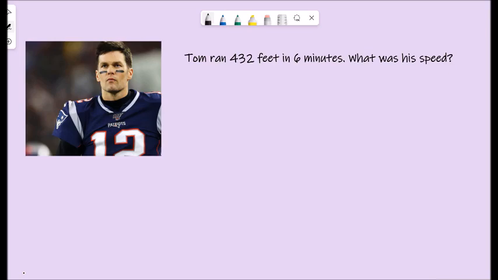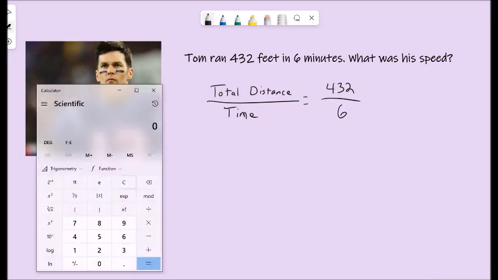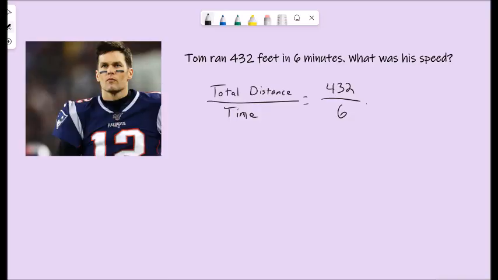What was his speed? Remember, we would solve that by taking the total distance and dividing it by the time. So distance divided by time, and that would give us our speed. And speed is always measured in distance per time units, like miles per hour, or in this case, feet per minute. So this gives us the total distance. It says 432, and it's 6 minutes. I think that's 72. Hold on, 72, okay. So we would say it's 72 feet per minute.